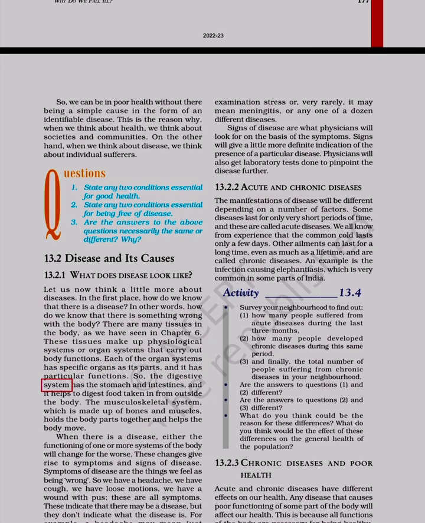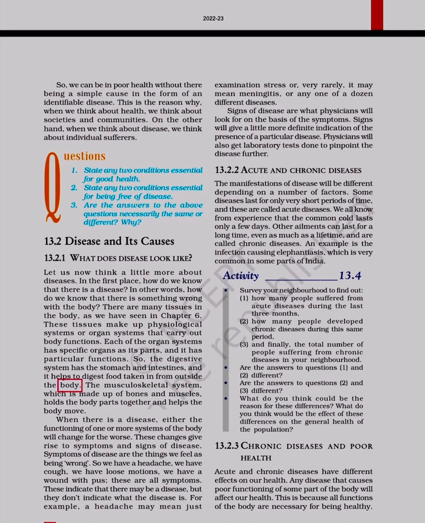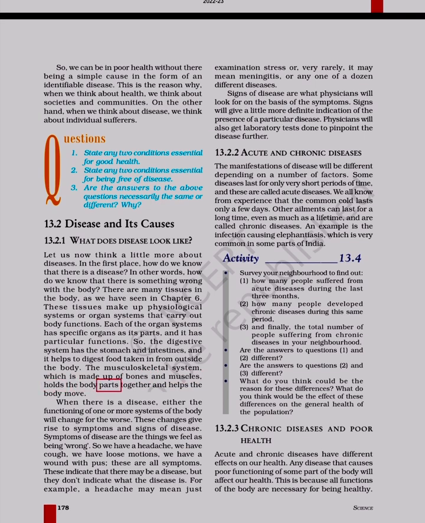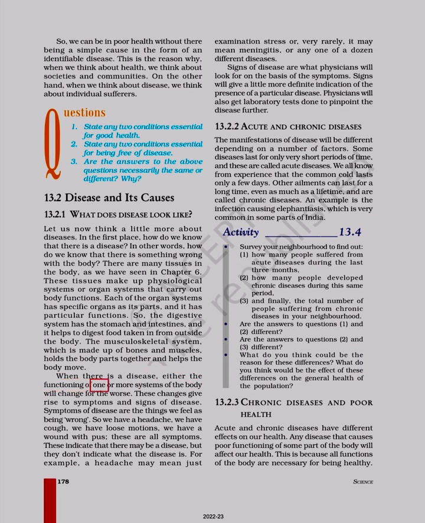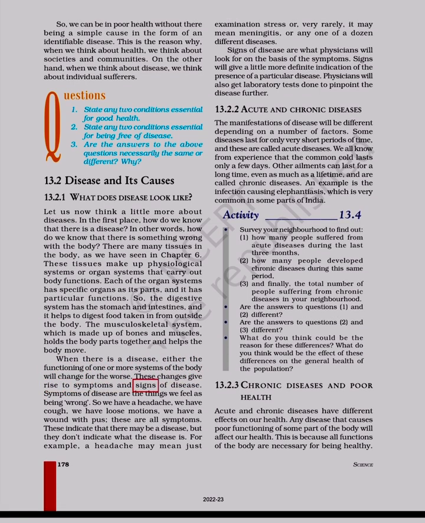So, the digestive system has the stomach and intestines, and it helps to digest food taken in from outside the body. The musculoskeletal system, which is made up of bones and muscles, holds the body parts together and helps the body move. When there is a disease, the functioning of one or more systems of the body will change for the worse. These changes give rise to symptoms and signs of disease.